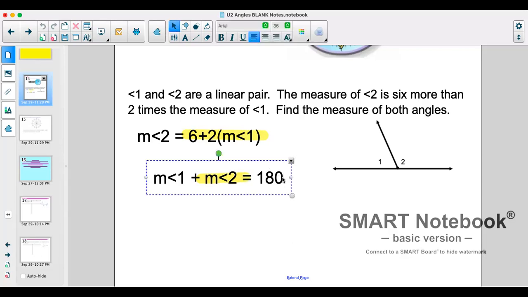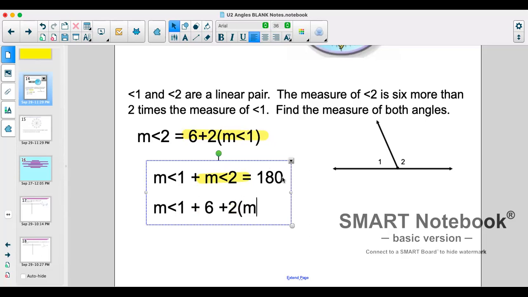Okay, and so instead of the measure of angle 1 plus the measure of angle 2, I could say the measure of angle 1 plus, substituting in, 6 plus 2 times the measure of angle 1. And all of that equals 180 degrees.